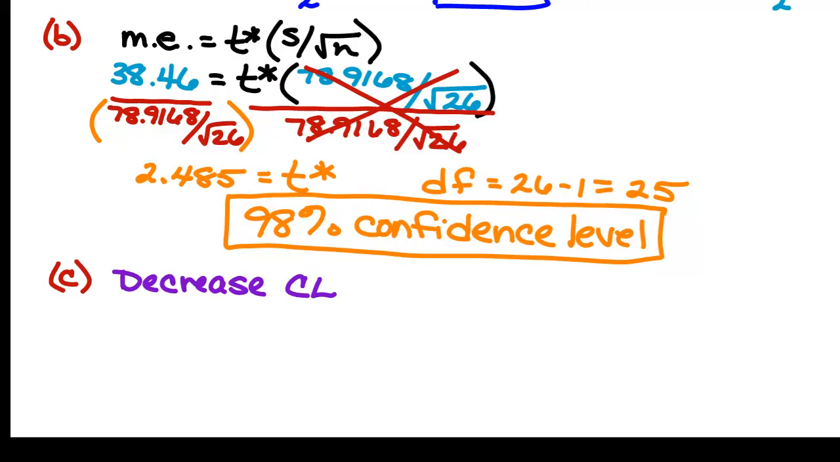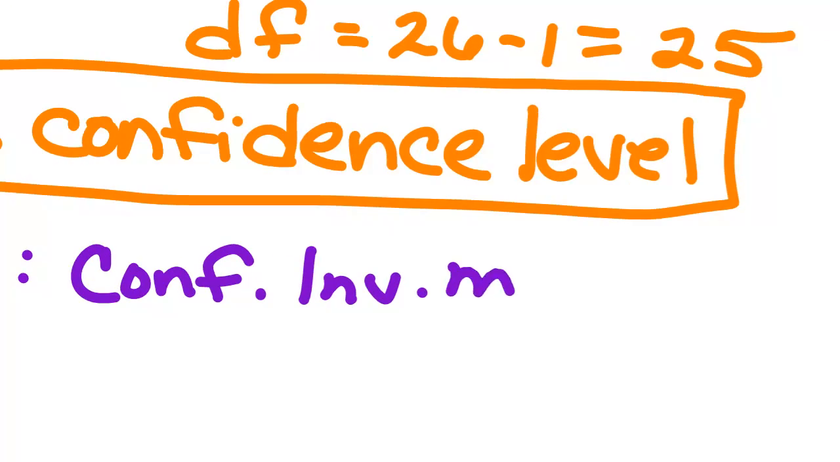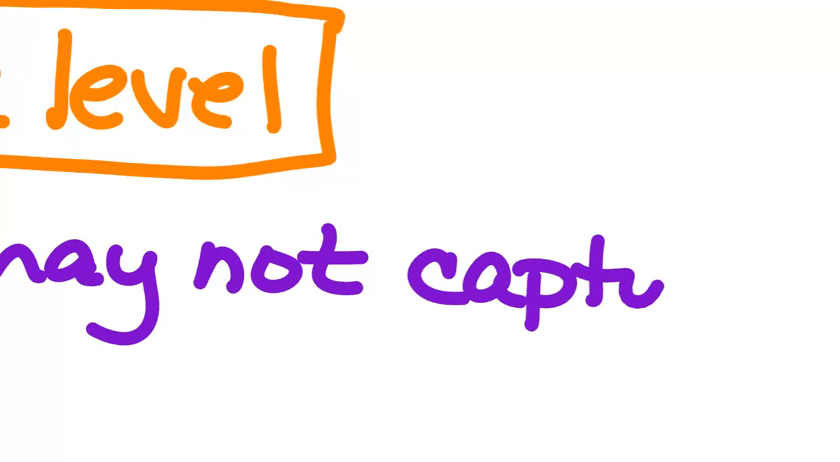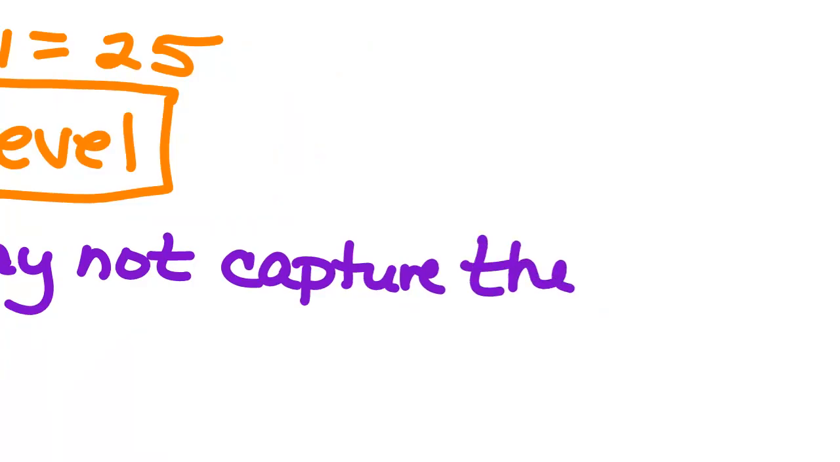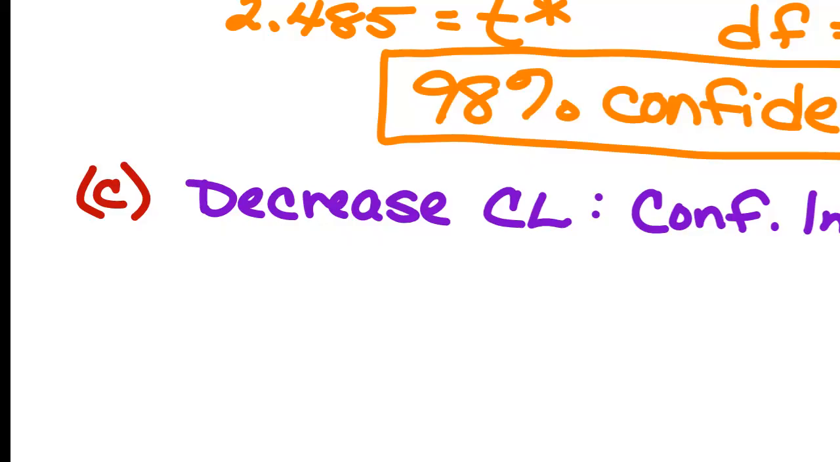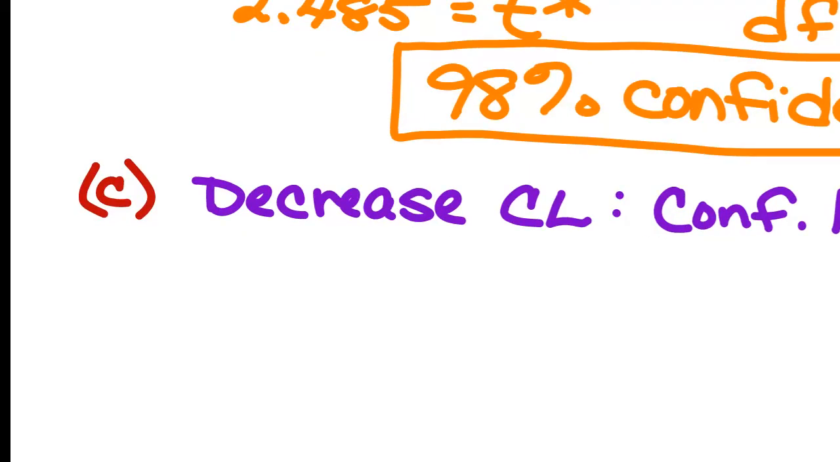What's a drawback to that? The confidence interval may not capture the true mean. Because more of the confidence intervals that are created in this way don't capture the true mean. What is something else that could be done to decrease the margin of error? Increase the sample size. So we could increase n.